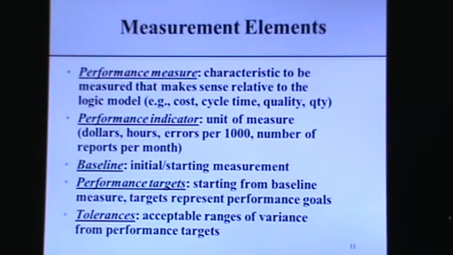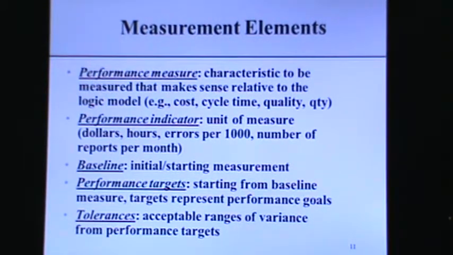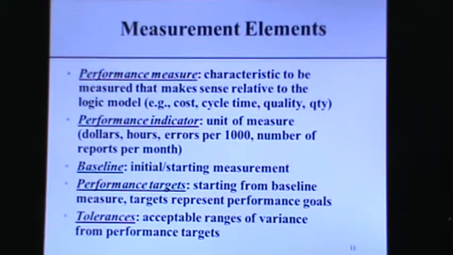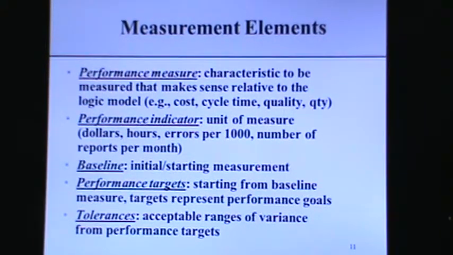The performance measure itself is the characteristic that we're going to measure: the cost, the cycle time, the quality, the quantity, the impact on public health, the impact on public safety, number of cancer incidents, etc. Whatever we're measuring. And then for each measure, we have a performance indicator, which is the unit of measure. Do we measure it in dollars, hours, errors per thousand, number of reports per month? Do we measure it in terms of fatalities, public incidents, or whatever? And then we have a baseline, which is our initial measurement in those performance indicator units. And then we set our performance targets.